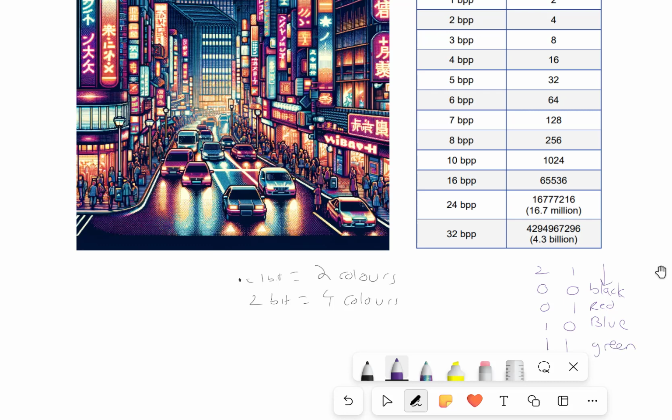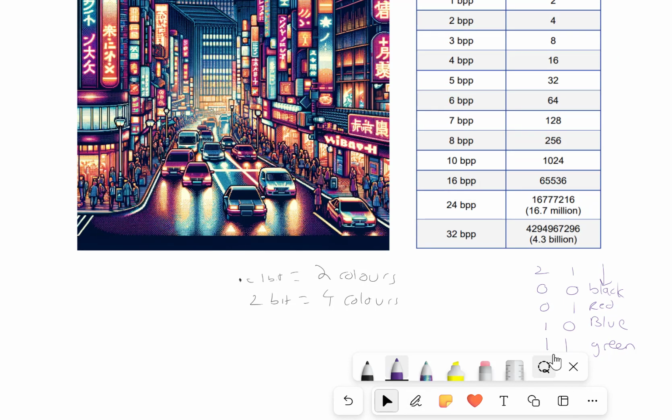By the way, these aren't accurate. This is just me giving you an example. So 2 bits per pixel could give us 4 colors. So imagine if we went to 3 bits. 3 bits gives us 8 potential colors we can use.